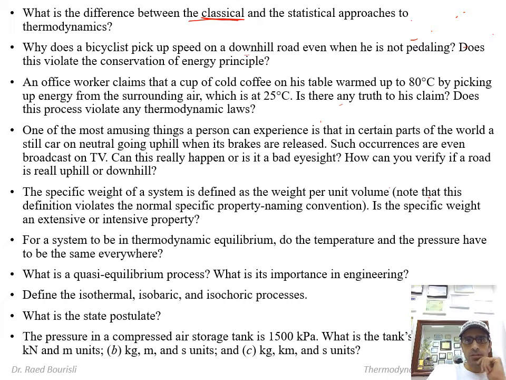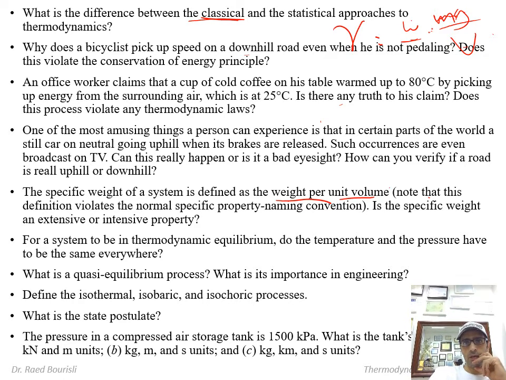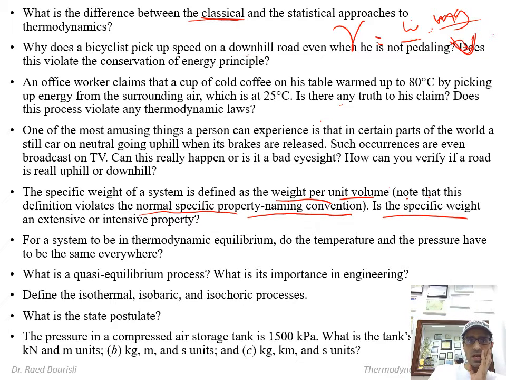The specific weight of a system is defined as the weight per unit volume. Okay, so weight, which is mg, per unit volume. Okay, this is the specific weight. Note that this definition violates the normal specific property naming convention. Is the specific weight an extensive or intensive property?